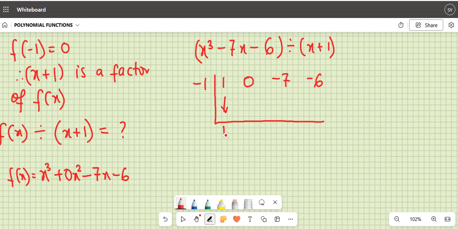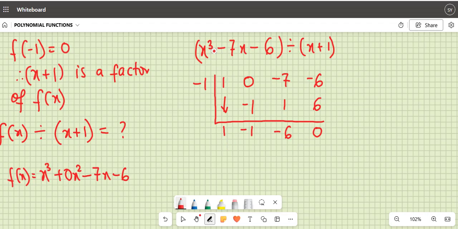Of course, we drop our 1. Negative 1 times 1, negative 1. 0 plus negative 1, negative 1. Negative 1 times negative 1, positive 1. Negative 7 plus 1, negative 6. Negative 1 times negative 6, positive 6. Negative 6 plus 6 is 0. Of course, it is a factor, so the remainder should be 0.